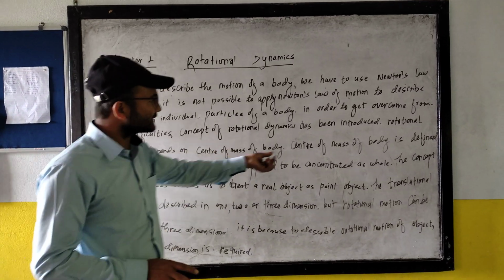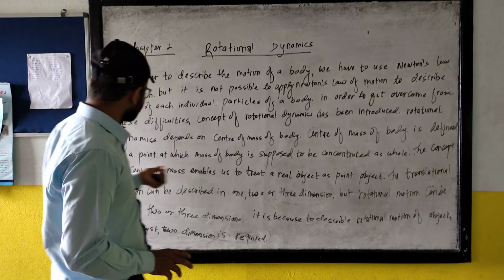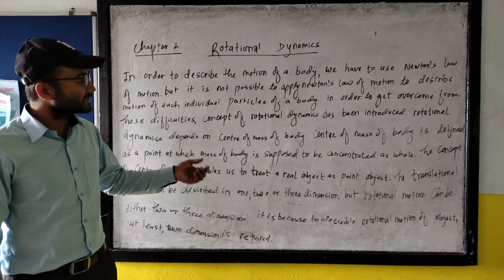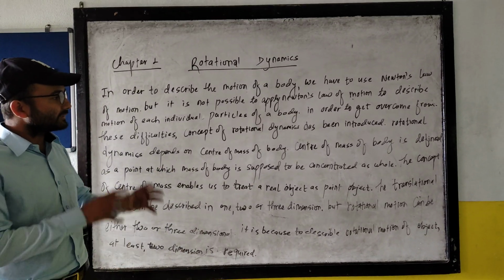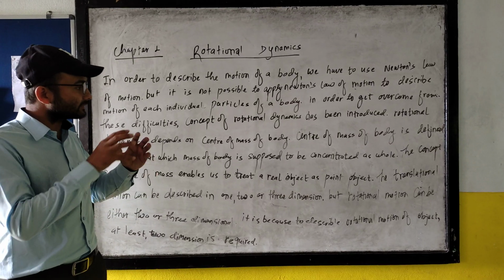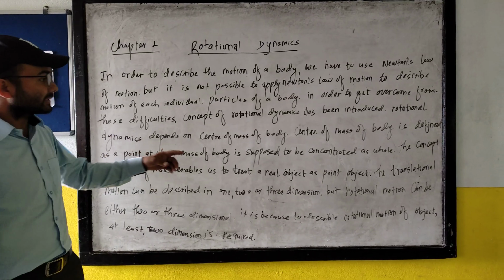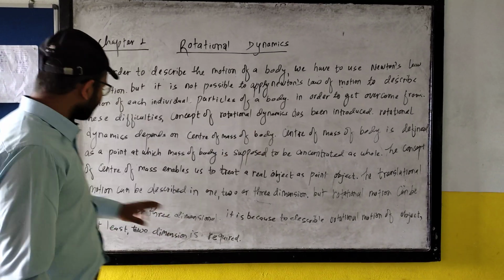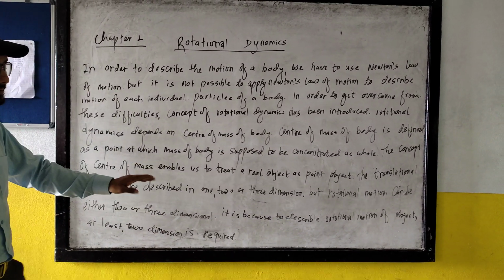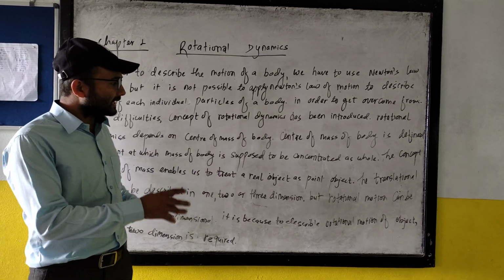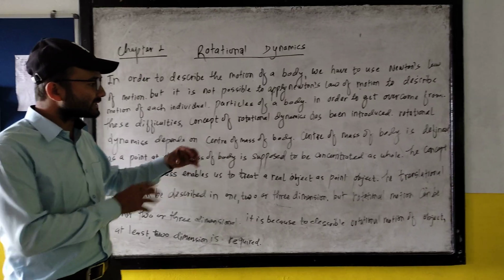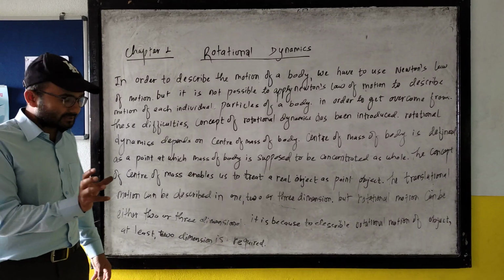And what is the center of mass? Here it is given. Center of mass is defined as a point at which the mass of a body is supposed to be concentrated. For any particle, its mass is always concentrated at its center. The concept of center of mass enables us to treat any real object as a point object. Suppose you have a stone, you can say the stone's whole mass is concentrated at the center of the stone.